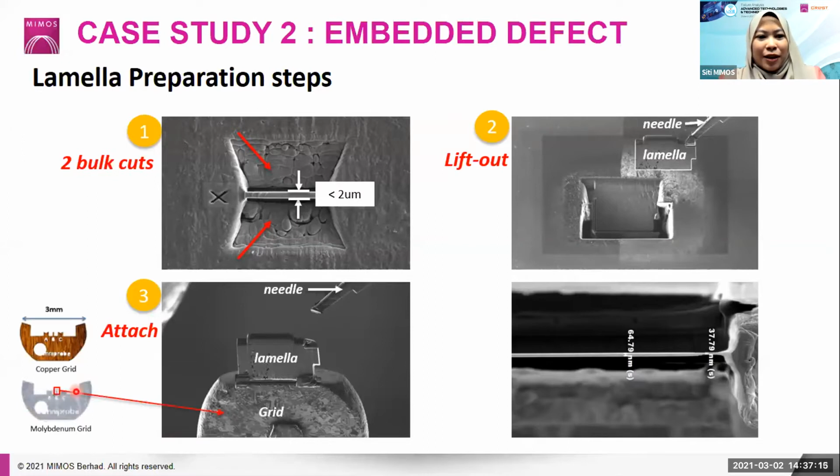From this grid, there are actually 3 fingers here, so we can attach the lamella onto one of the fingers. The attachment here is done using platinum deposition. After that, the last step is the final thinning. Initially, the thickness of the lamella is about 2 micron, and we have to thin it down to less than 100 nanometers, which is transparent to the electron beam, so that the electron beam can transmit through the sample in the TEM system later on.